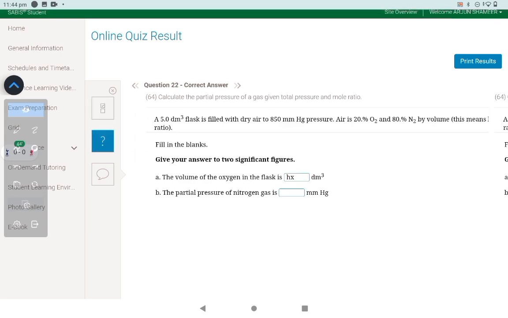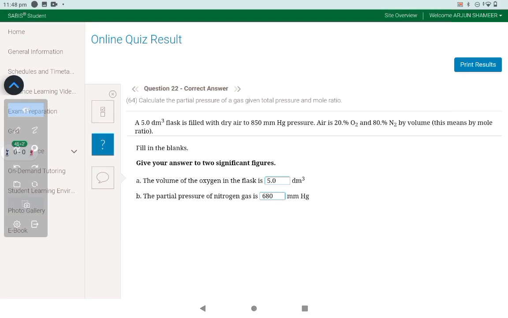Next one. For this one, the flask is 5 decimeter cube in volume. So the oxygen is going to take up the full space. It's going to take up the full volume, like I said before. So it's going to be 5 as well.